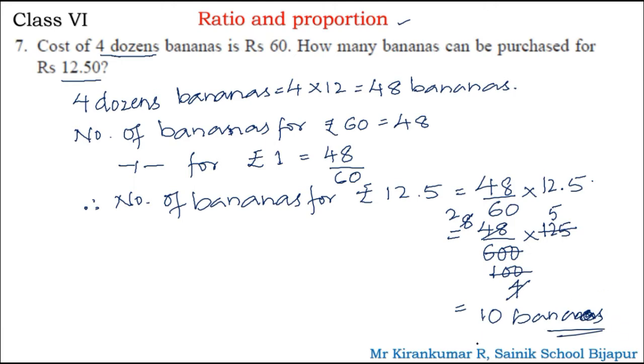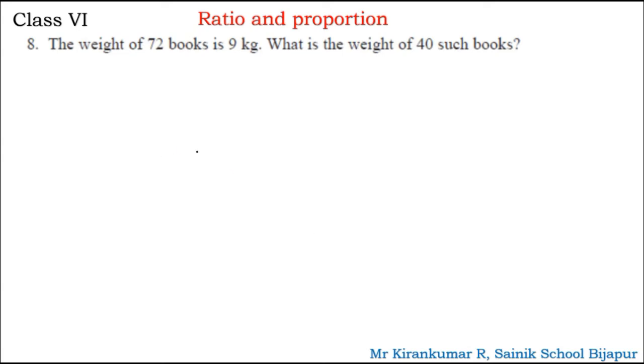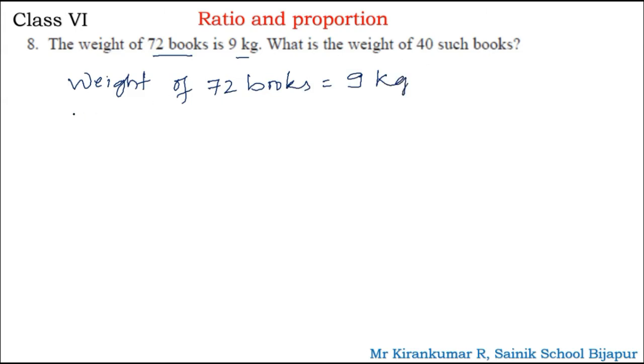Let's move on further with question number 8. Question 8. The weight of 72 books is 9 kg. What is the weight of 40 such books? Here the number of books and the weight is mentioned. As per the given question, the weight of 72 books is 9 kg. So the weight of one book will be 9 upon 72.